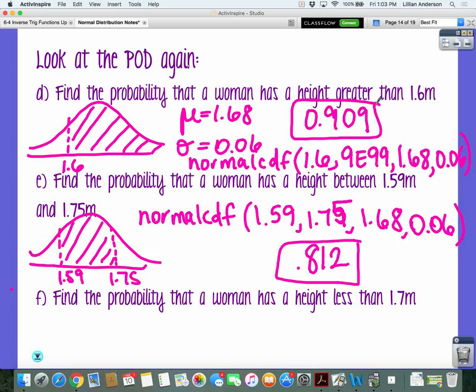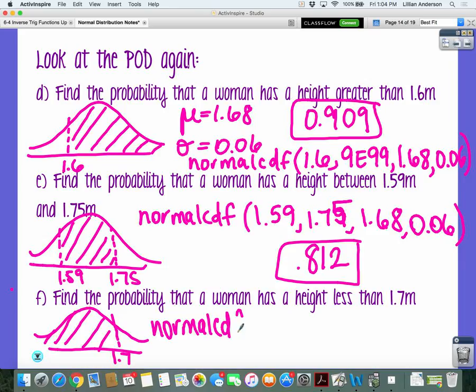Find the probability that a woman has a height less than 1.7. Is that on your standard deviations? No. So you have to do it again, but this time, what's your lower bound? It's going to be negative 9E99. Negative 9E to the 99, because you want a really, really small number, yes, into the negatives. So anytime it's going to be less than something, use negative 9E to the 99 as your lower bound. If it's ever greater than something, use positive 9E to the 99.